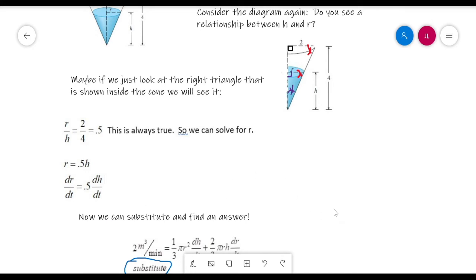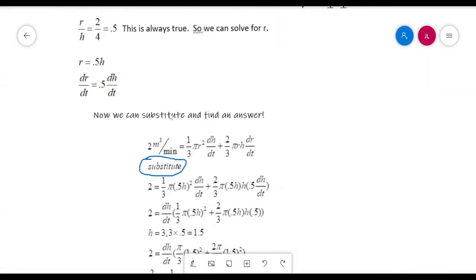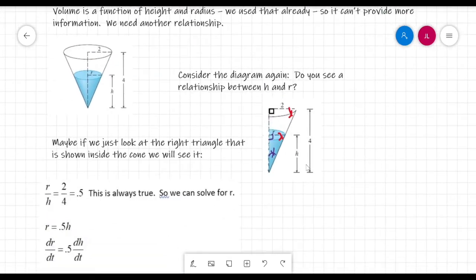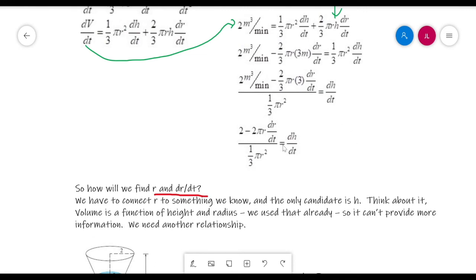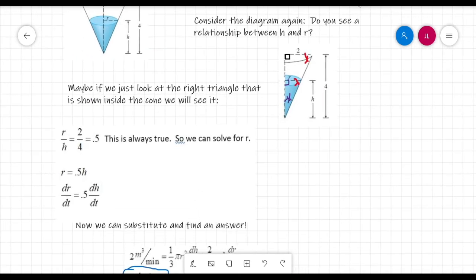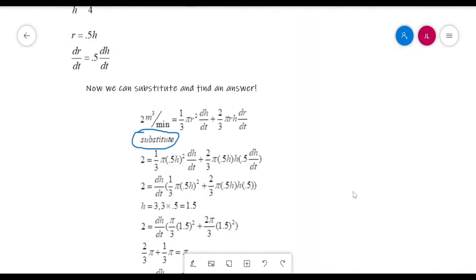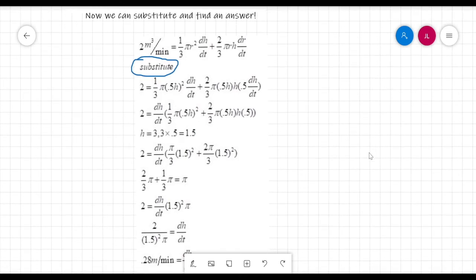Well, now we can make a substitution. We can get rid of the r and the dr/dt in our equation, this equation. And then we can simply solve for dh/dt. Notice I'm not going back and using the equation I ended up with here. I'm going back to an earlier point where the substitution looks easier to make. You can do it any way that seems reasonable to you, as long as it's correct.